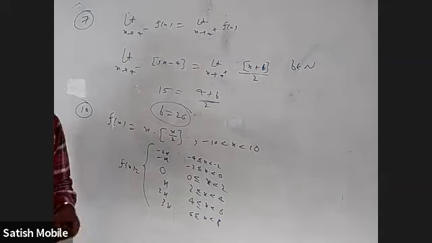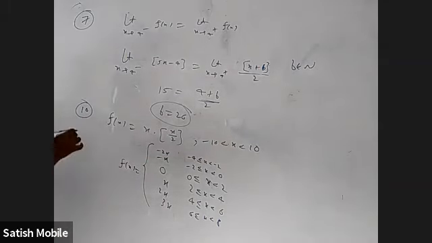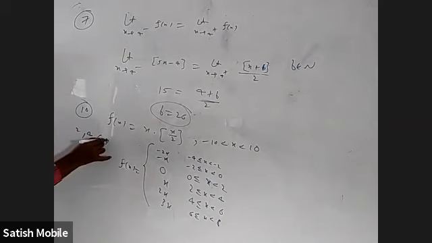But at 0, is it continuous? This also gives 0. This also gives 0. So at 0, it is continuous, but not at 2, 4, 6, 8. It is open interval. So it is discontinuous at 2 also, 4 also, 6 also, 8 also, minus 2, minus 4, minus 6, minus 8. Except 0, at all others.